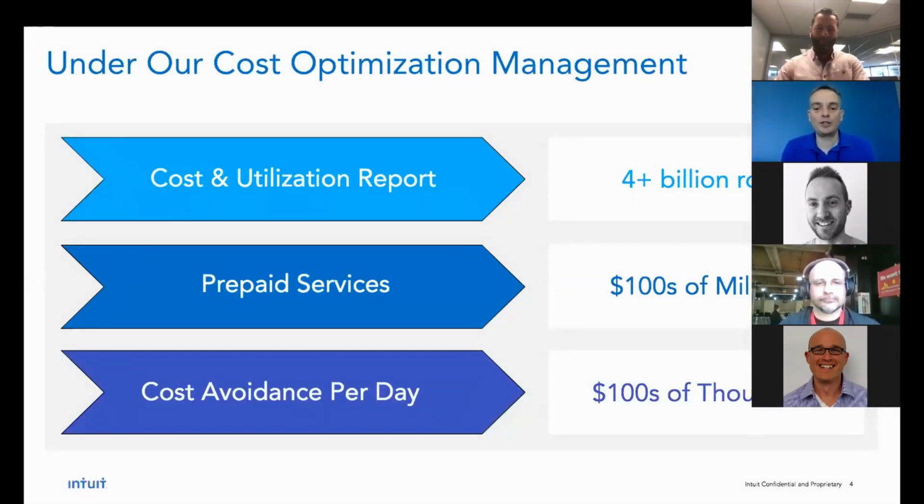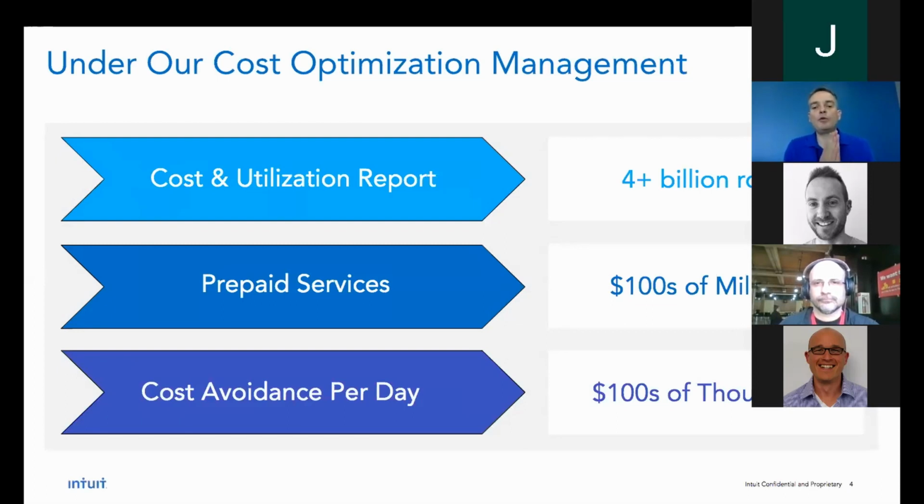Okay, so this is just on a really high level to give you an idea where Intuit is. We process over 4 billion rows every day of the cost and utilization report. We have over 100 million in prepaid services, so those are the reserved instances, all on Amazon Web Services. And when it comes to cost avoidance, we avoid over $100,000 every day. So, my salary is already made up by that. This is really high level. Does anyone have questions?